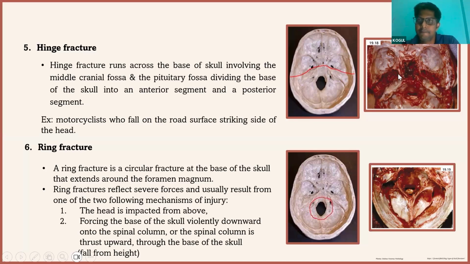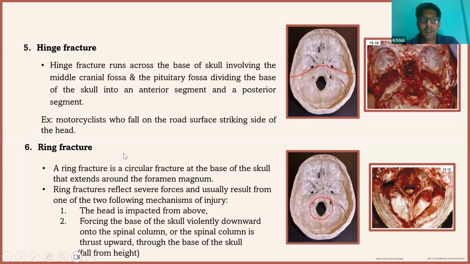Here we can see this type of fracture. Usually it has a hinge appearance. The bone will separate into two parts. That is the typical appearance of a hinge fracture, a linear fracture connecting both middle cranial fossae through the pituitary fossa. These are the common areas, the thin part of the bone in the basal area, that will fracture.